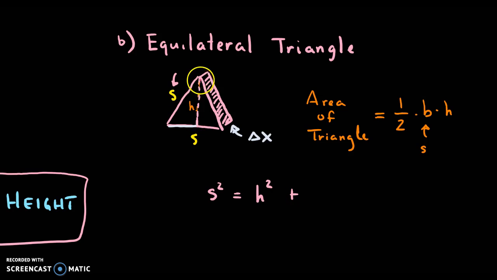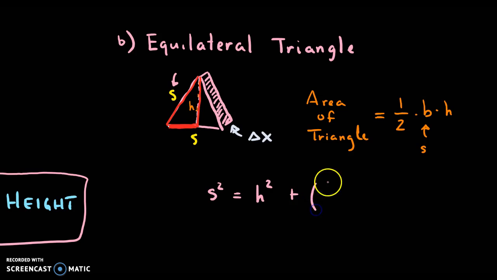Let me do this in red. We're talking about this triangle right here. Now what is this bottom part right here? Well, that's half of s. Remember, s is the whole side, but we're only talking about a little piece of it. So that's half of s.